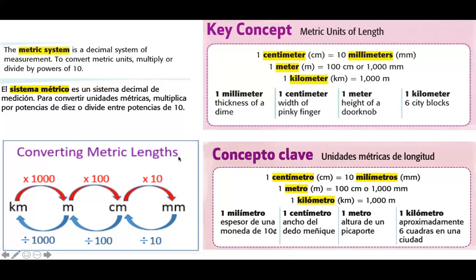All right, now converting metric lengths. Here, in order to make the bigger units of length, metric units of length, instead of just multiplying, obviously you're working with powers of 10, so you will multiply by those powers. So in order to make that kilometer into a meter, you will multiply by 1,000. Then that meter to a centimeter, you will multiply by 100. And then that centimeter to a millimeter, you will multiply by 10. And then the reverse is true, so when you go from smallest to largest.